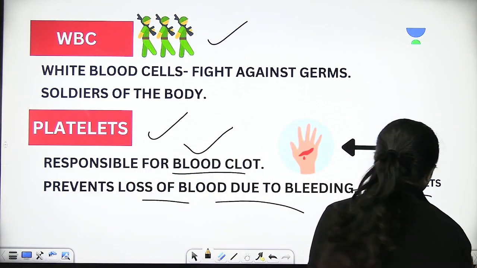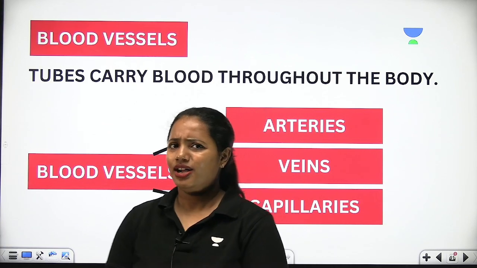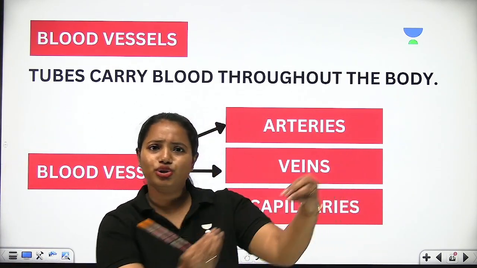Now we are moving towards the next one, and this is all about blood vessels. And what are these blood vessels? We know that blood has to flow through certain tubes.